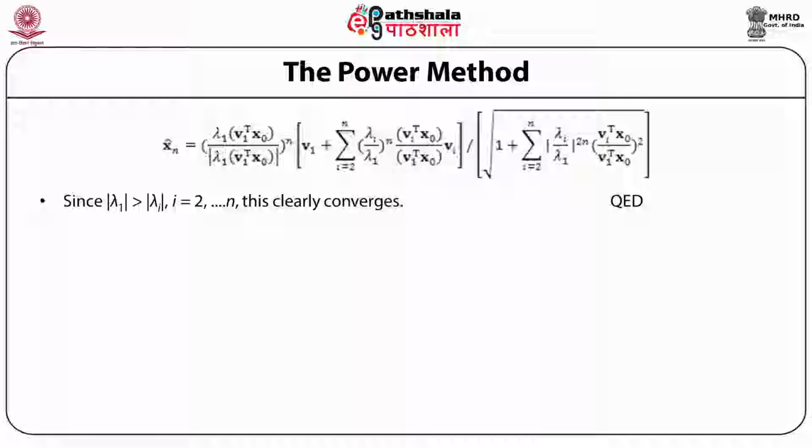Since |lambda 1| is greater than |lambda i|, where i equals 2 to n, this clearly converges. Now let us see one example.